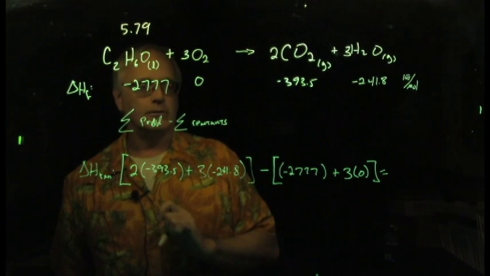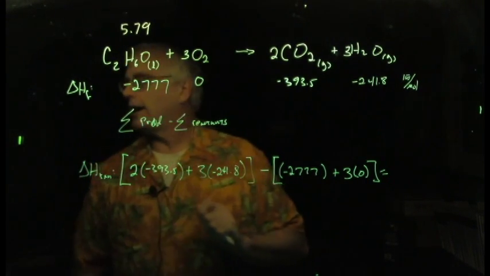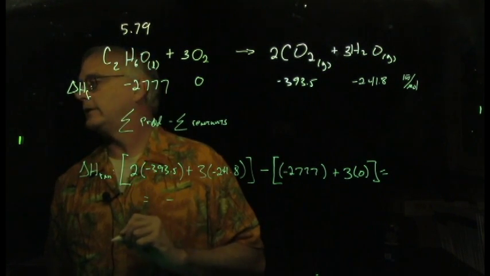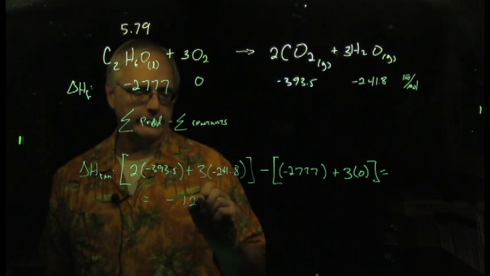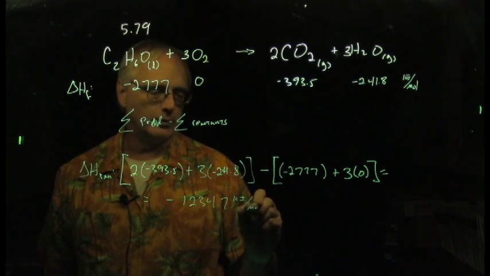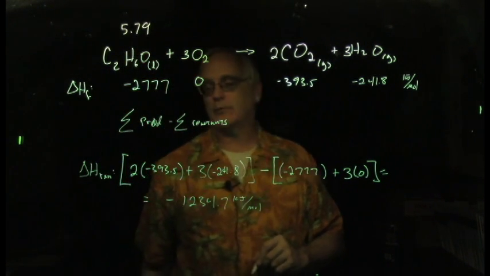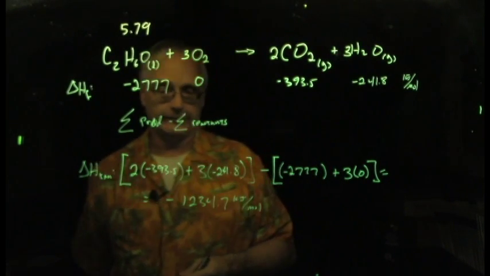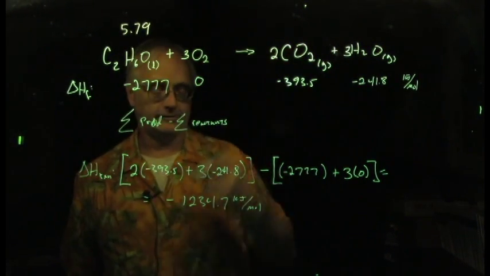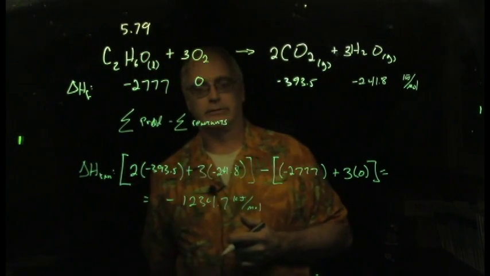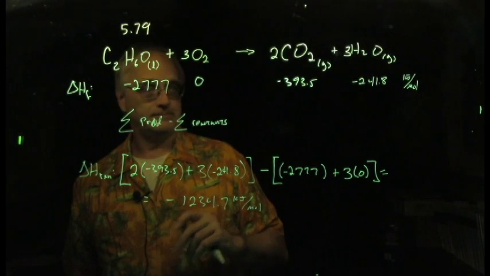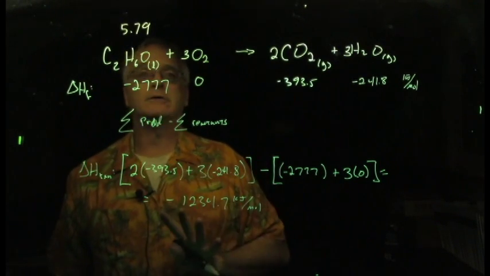And so out comes the handy dandy calculator. And I got, when I did this, negative 1,234.7 kilojoules per mole. So it is an exothermic reaction, as you might guess. We aren't going to use as a fuel source a reaction that is endothermic, that takes energy away. This produces a fair amount of energy as the reaction occurs. Okay, so there's part B.